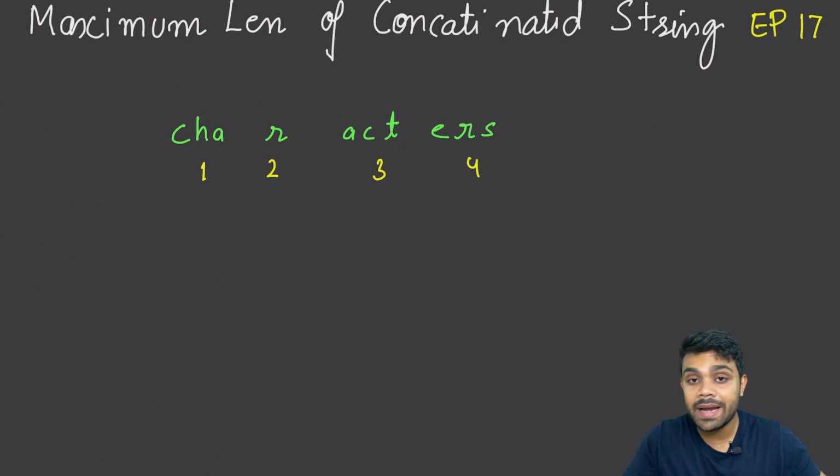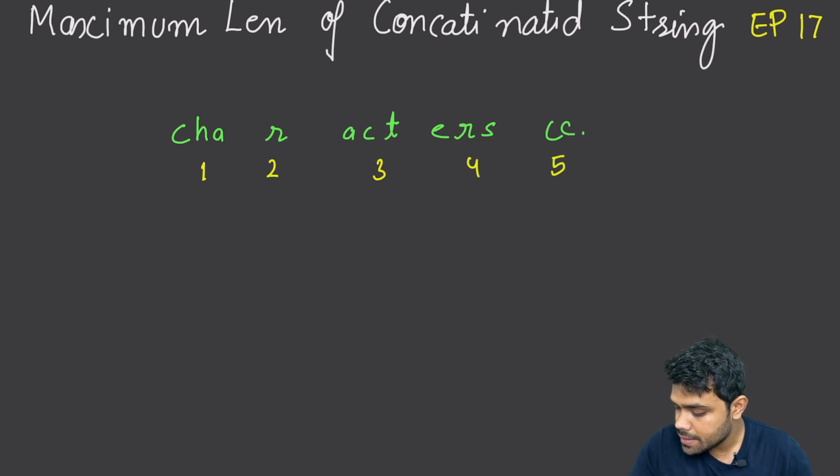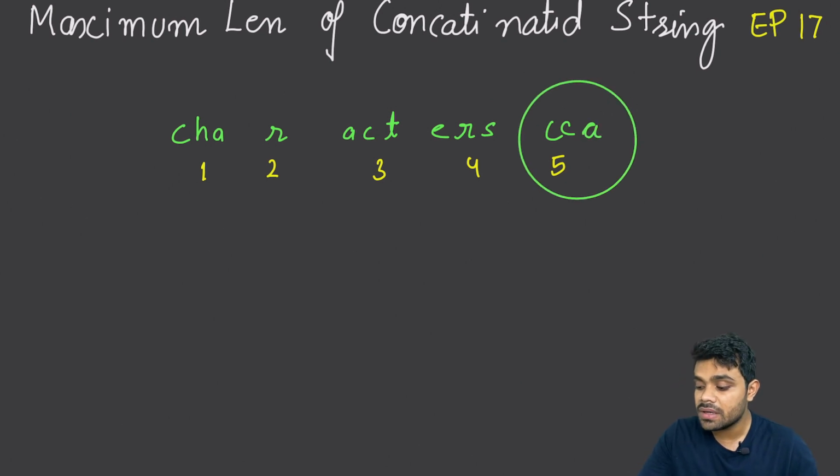And sometimes it might be possible that we are given a fifth string, and in the fifth string we have cca. Then we cannot even consider taking this particular string. Why? Because this string itself has repeating characters, c is appearing twice in it, so these kinds of strings we will simply ignore.